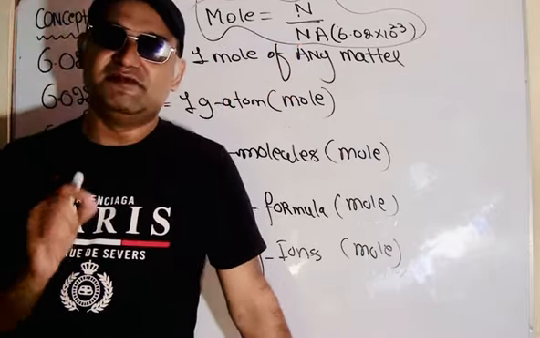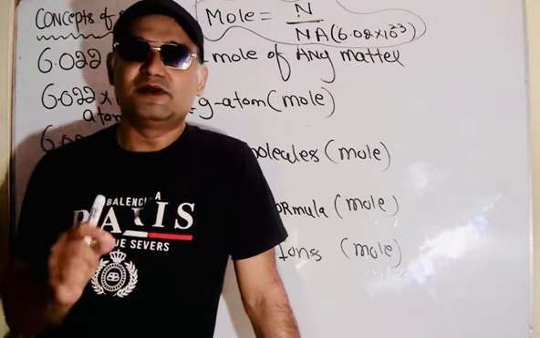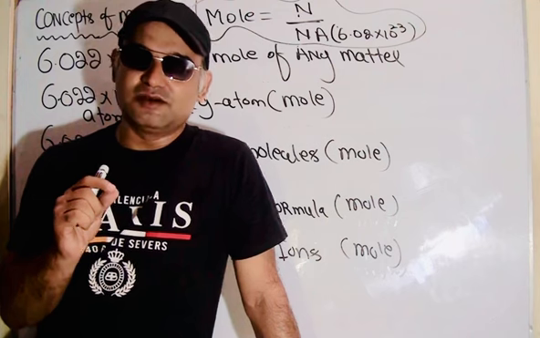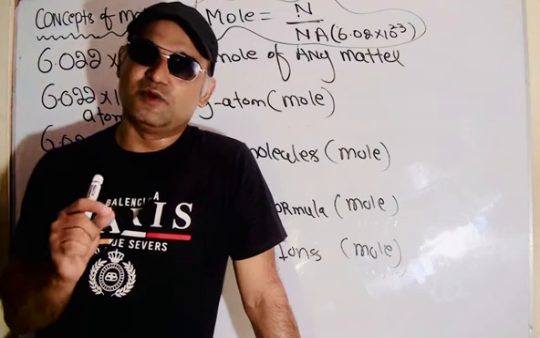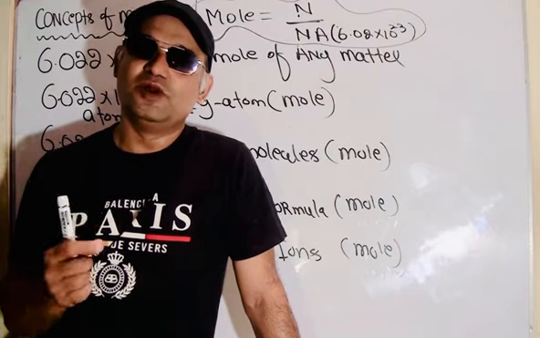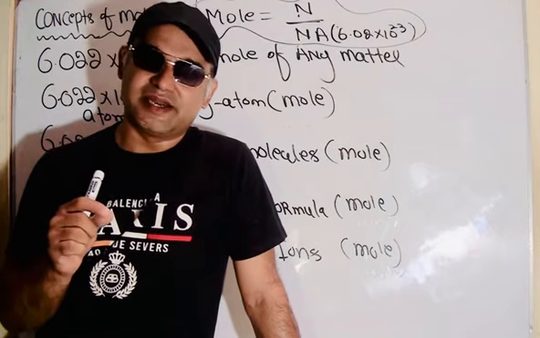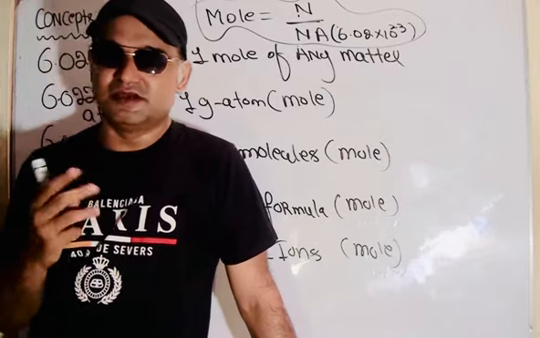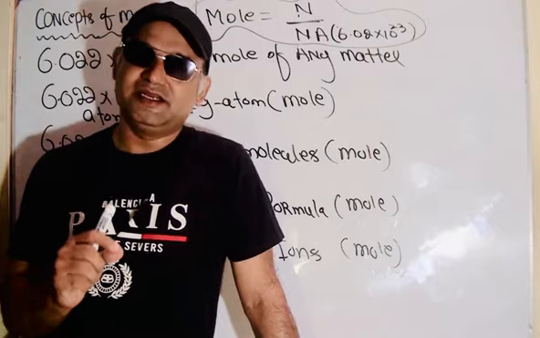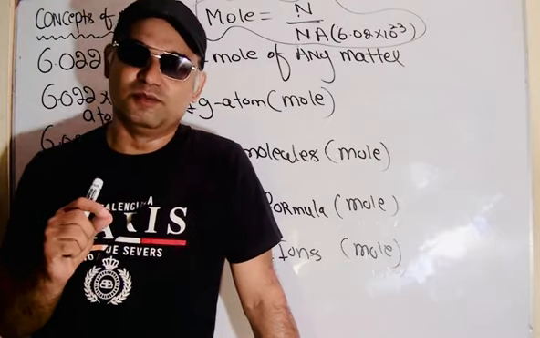So always divide the given number of particles in the question with Avogadro's number. You will convert the number of particles into moles, or you will get the mole from the number of particles. Now next we will discuss the volume related concept of mole.